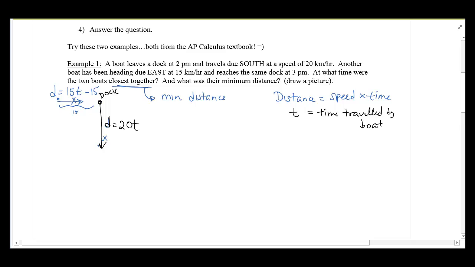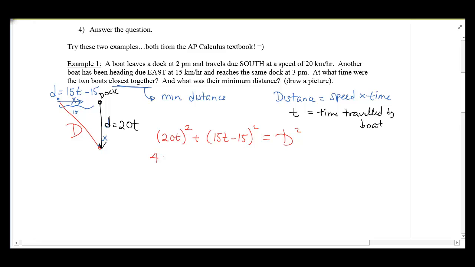Okay. So now you have an expression for distance going horizontally, one going vertically. And so the question I have for you is, how do I find the distance diagonally? If you said Pythagoras, you are correct. So we'll take 20t, we'll square that. We'll take our 15t minus 15, we'll square that. And let's call this d squared, capital D. So that's our distance we're trying to find.